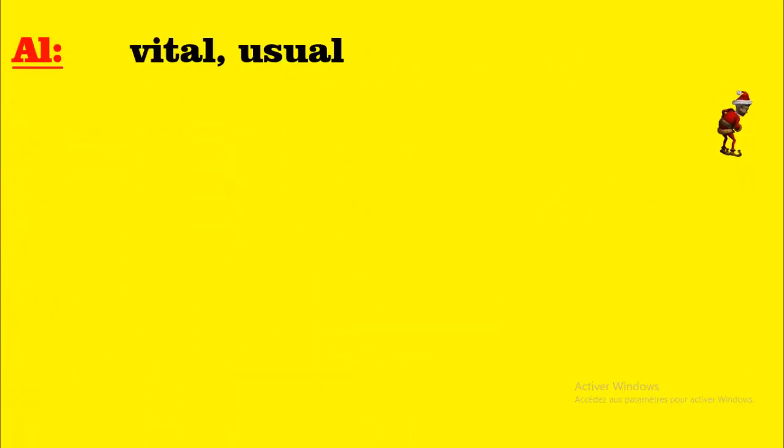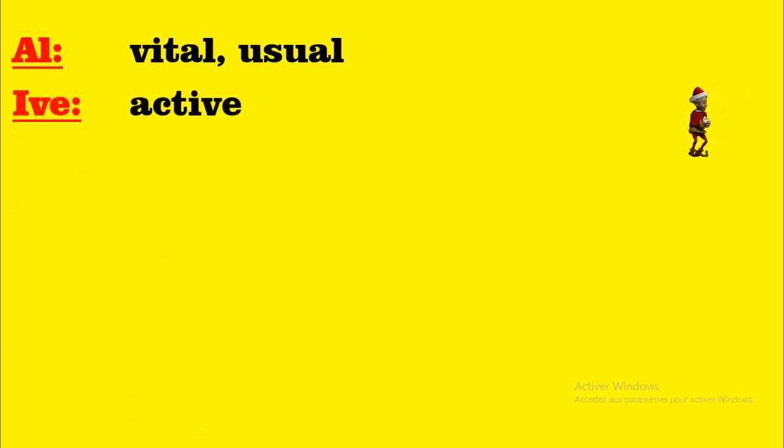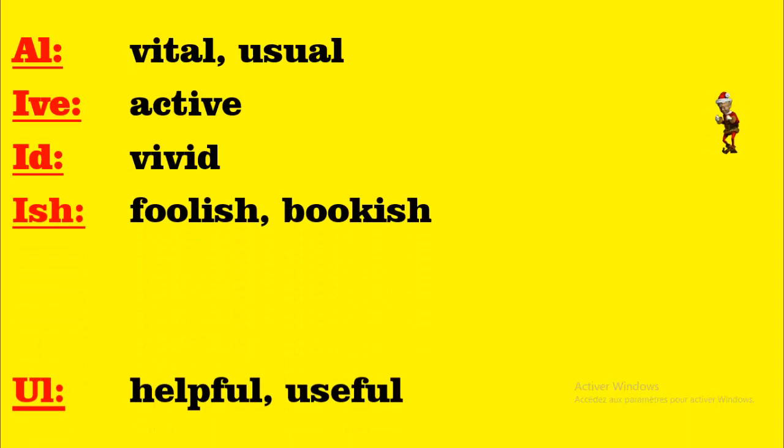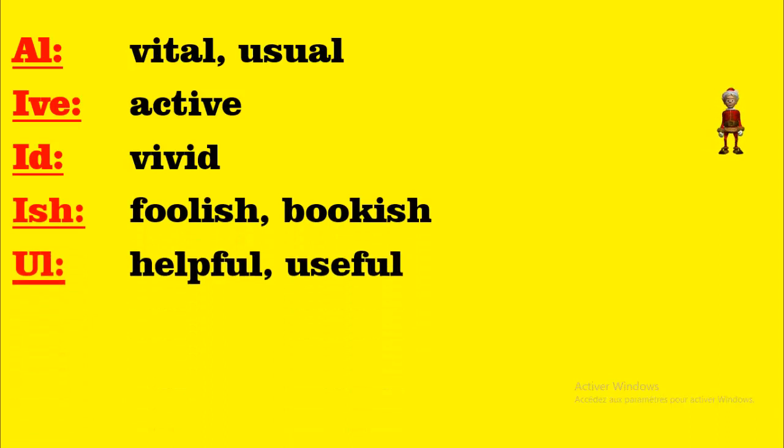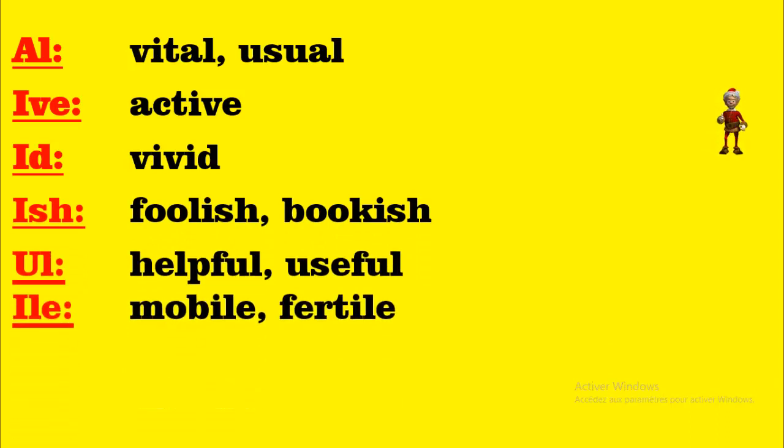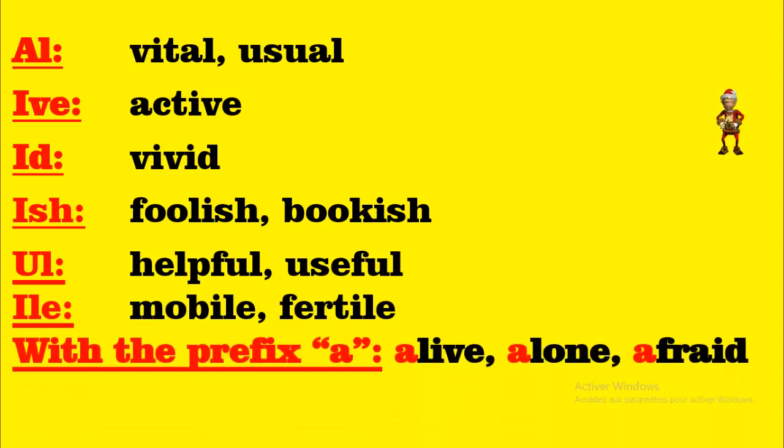Ending in al, vital, usual. Ive, active. Id, vivid. Ish, foolish, bookish. Ful, helpful, useful. Ending in ile, mobile, fertile. All these adjectives are considered as long adjectives. With the prefix a, alive, alone, afraid, they are long.